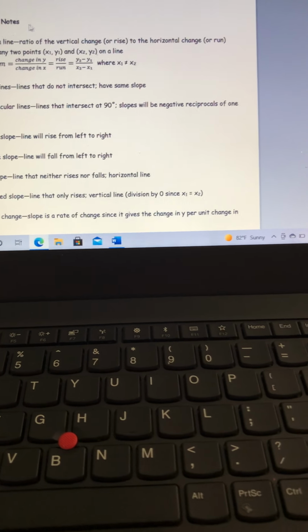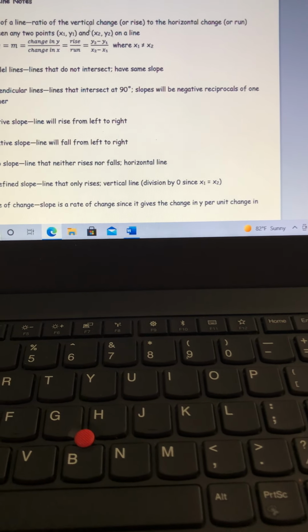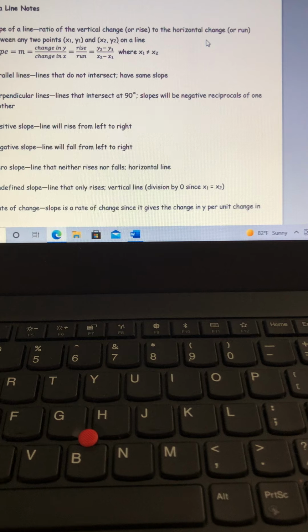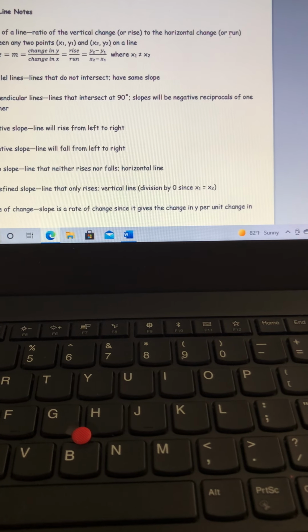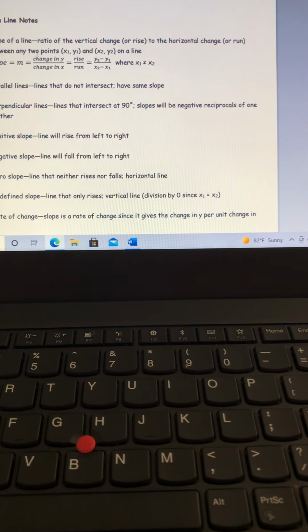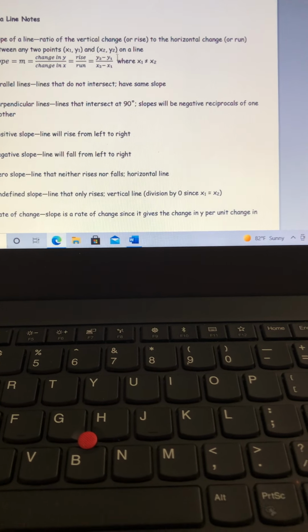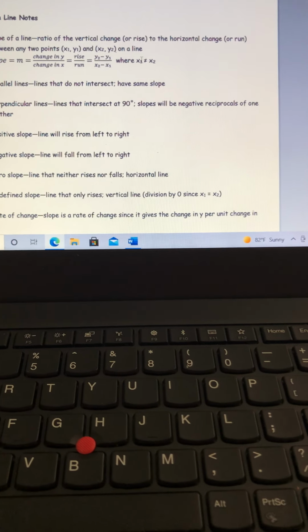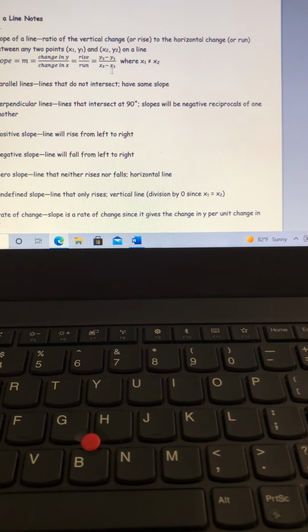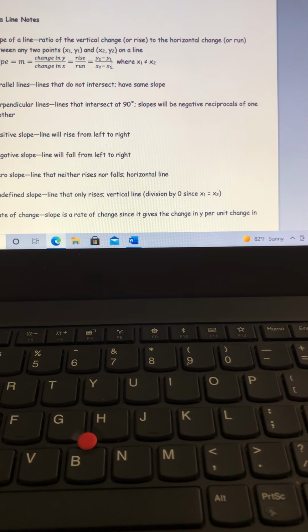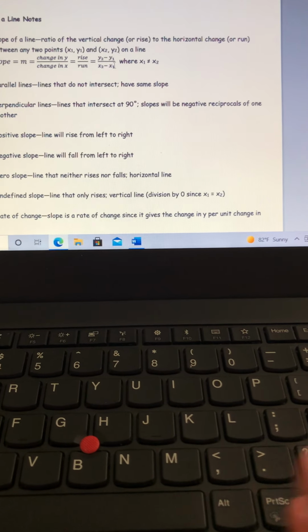So, slope of a line is the ratio of vertical change, your rise, to the horizontal change, the run. This is the formula. If you have 2 points, you can use this formula where x1 and x2 aren't the same, because if they're the same, you're dividing by 0, which would give you undefined slope, so that'd be a vertical line.